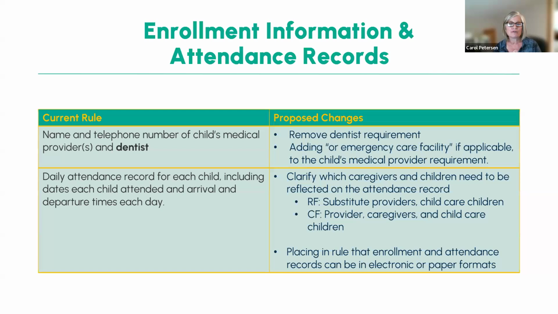And we'll be clarifying in the rules that both the enrollment and the attendance records can be either in electronic or paper formats now. So this is going to allow multiple ways to collect and maintain information. So we're hoping that that will be easier to navigate for people. So any thoughts or feedback on these proposed changes? Yes, Abby.